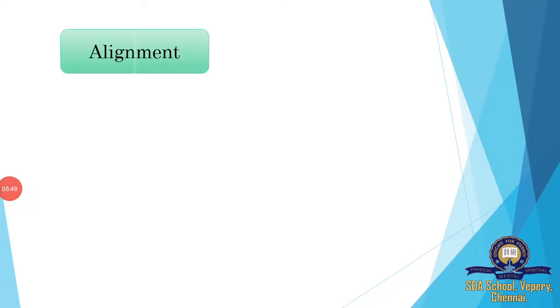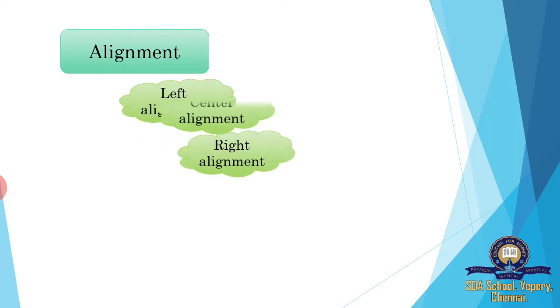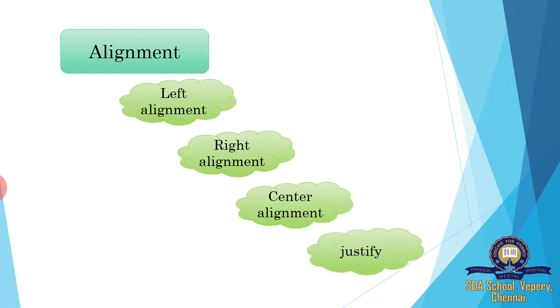Then we have alignments, that is paragraph alignments. It has 4 types: left alignment, right alignment, center, and justify. Alignments have 4 types: left alignment, right alignment, center alignment, and justify.